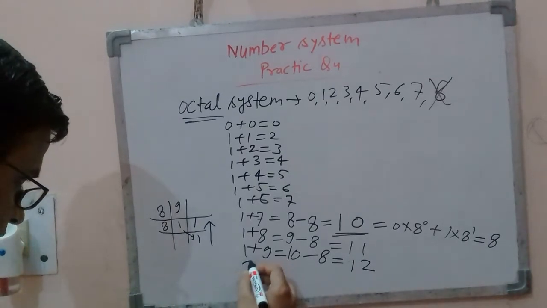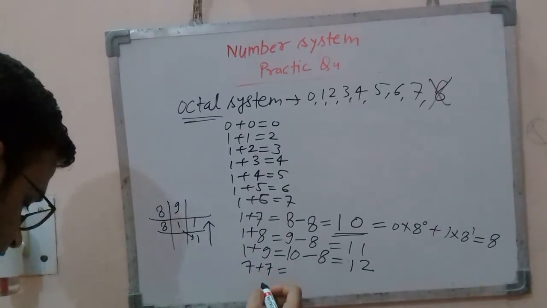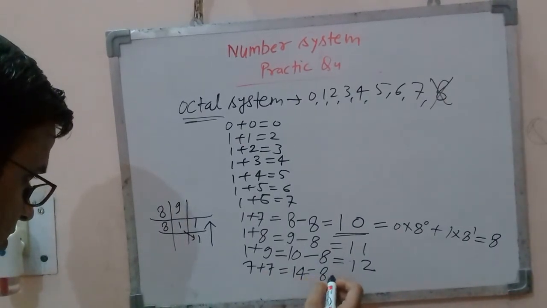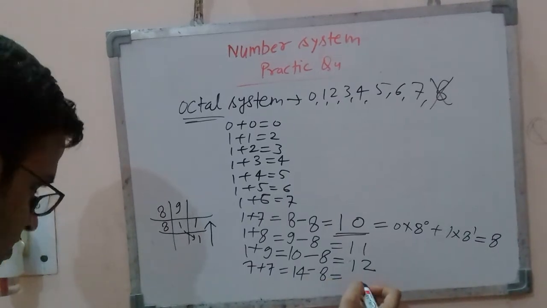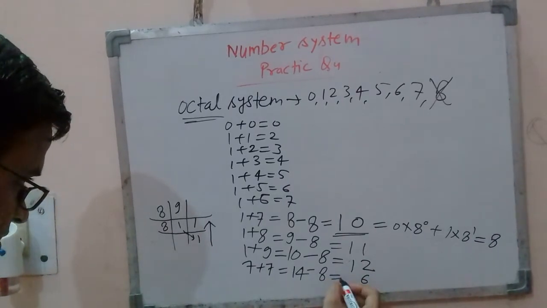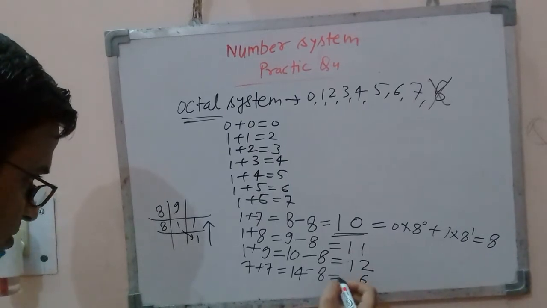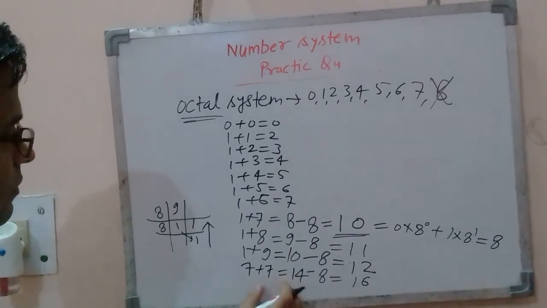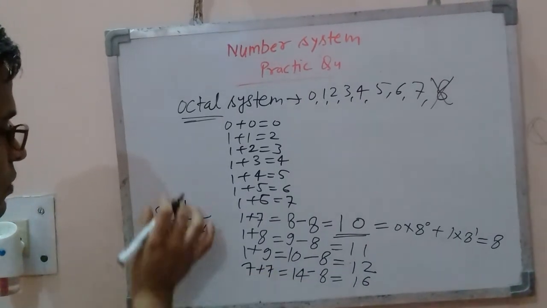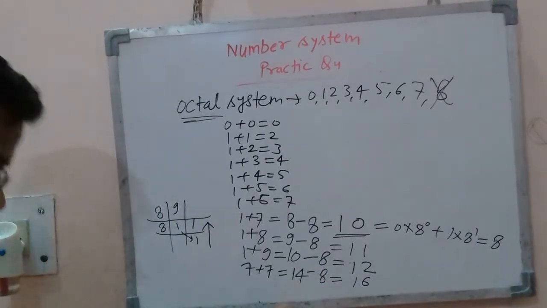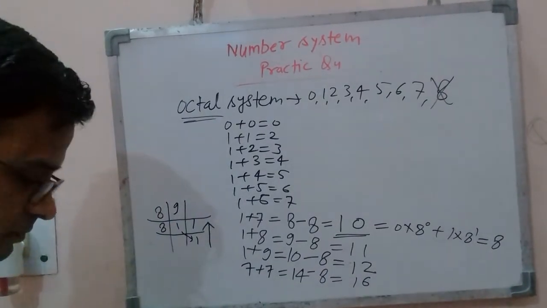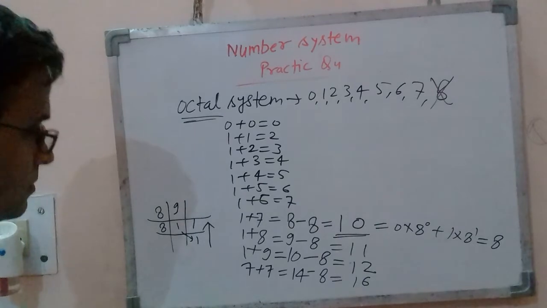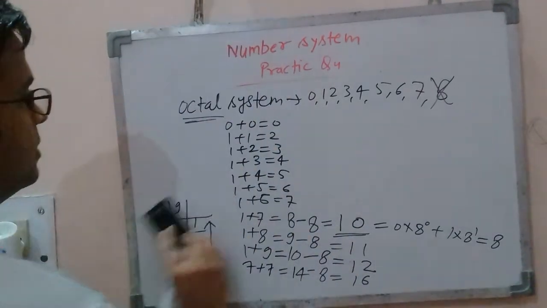Similarly, if I ask you to add 7 plus 7, decimal is 14, number exceeds 7, so subtract 8, that means 6 is the sum and number exceeds 7, so 1 is carry. So 16 in octal is equivalent to 14 in decimal. Or you can do like this also, right? You can check by division also, right? Now let me take one example in octal system. Is it clear? Right.